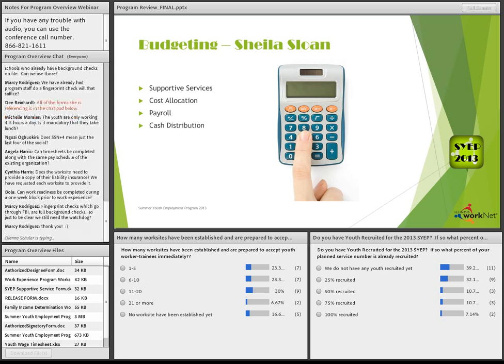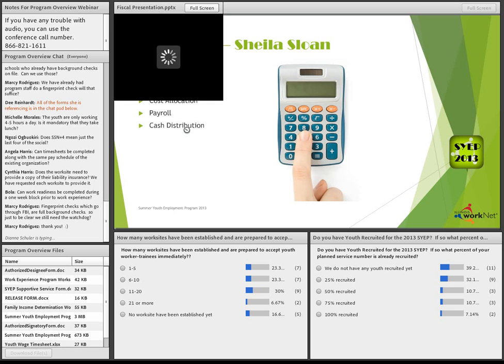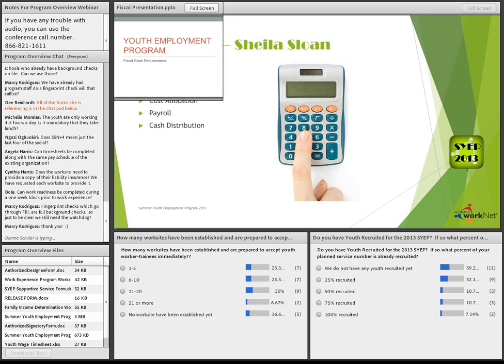We're going to talk about budgeting with Sheila Sloan, and we're going to talk about supportive services, cost allocation, payroll, and cash distribution. And I'm going to pull up Sheila's presentation now.